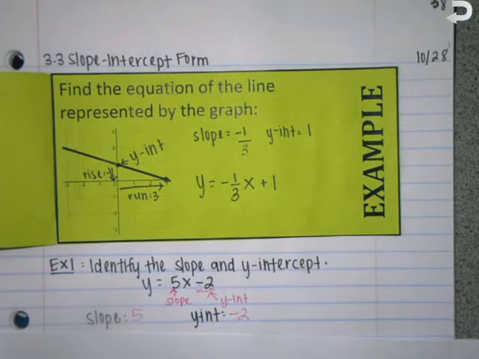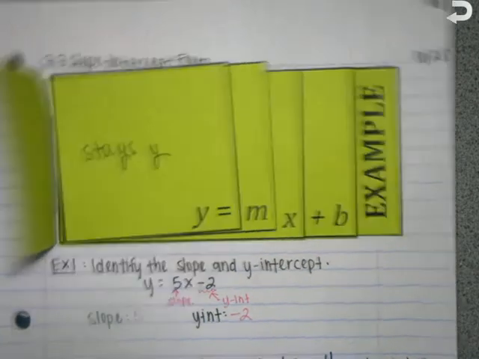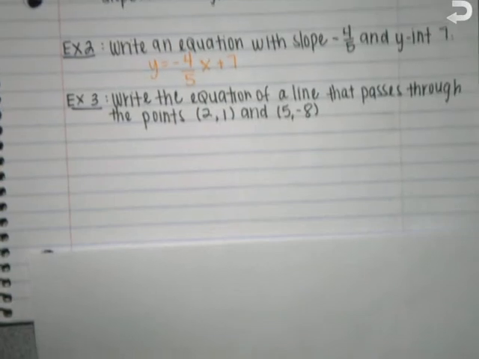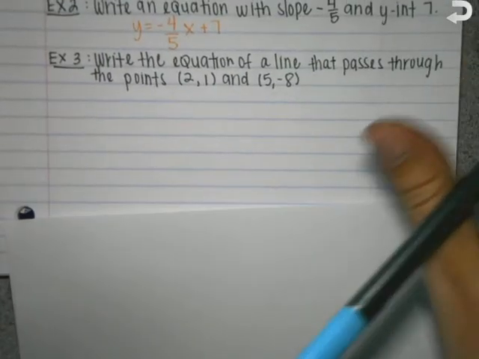The hardest type of question we're going to see is when I don't give you the slope, but I give you 2 points. So next one I'm going to do is give you 2 points, and I want you to write the equation. I'll give you a second to write this down. We're going to write the equation of a line that passes through the points (2, 1) and (5, negative 8).